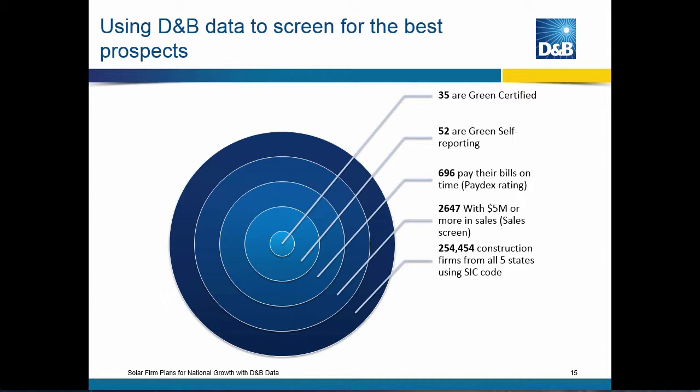And then he looked at, out of those, 52 were green self-reporting, but only 35 were green certified. So it's important to understand the richness of the D&B data set, helping Devin to get to the most key and core type of prospects for growth with the company.